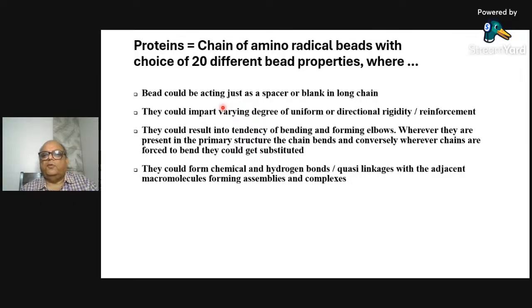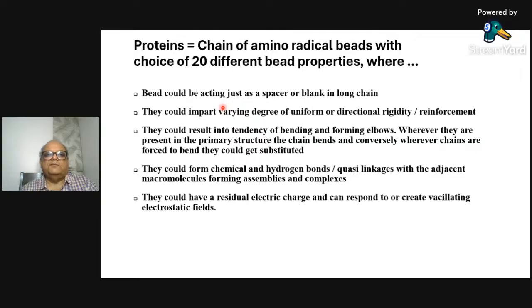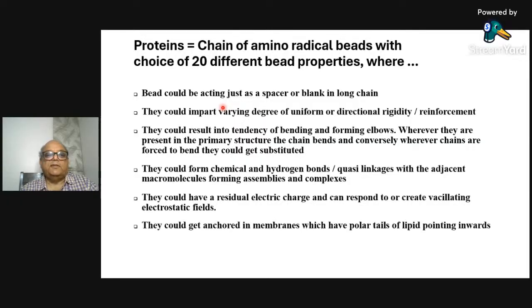And they could form complex assemblies and complexes which are based on the weakest possible interaction, to be probed scientifically further. Okay, they could have some residual electric charge, and of course they can respond to or create a vacillating electrostatic field. So they can work like a transducer, or they could work like a motor. Okay, they can create a movement, or they can convert the movement into electricity, so to say, electric potential.